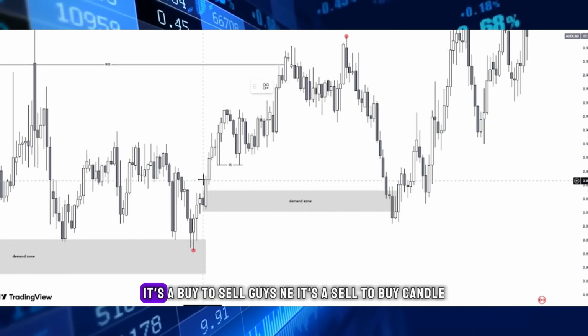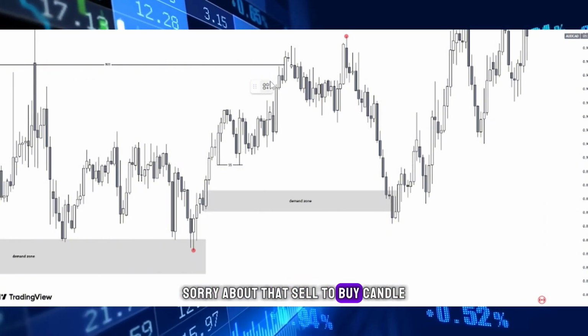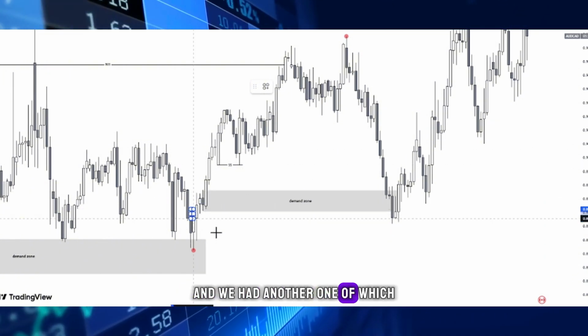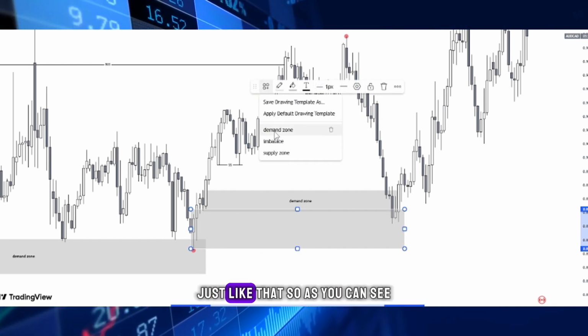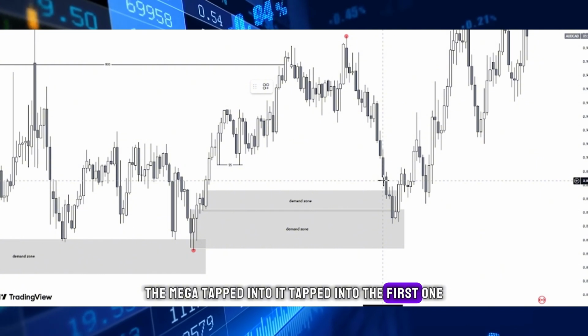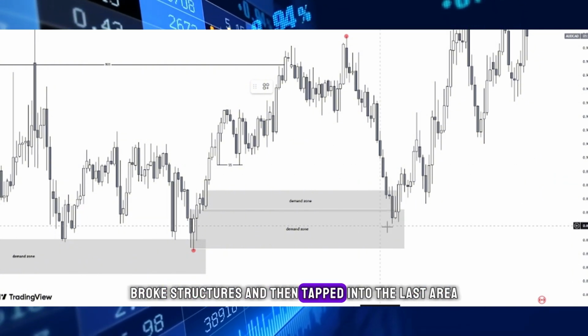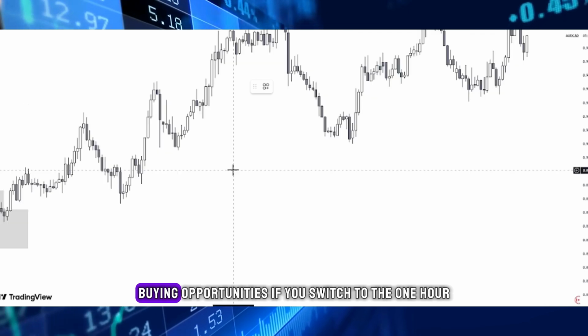As you can see, it's a sell to buy candle, guys. Sorry about that. Sell to buy candle. Then we had another one of which it's within this point here, just like that. So as you can see, the market tapped into the first one, broke structure, and then tapped into the last area of interest before giving us those nice buying opportunities.